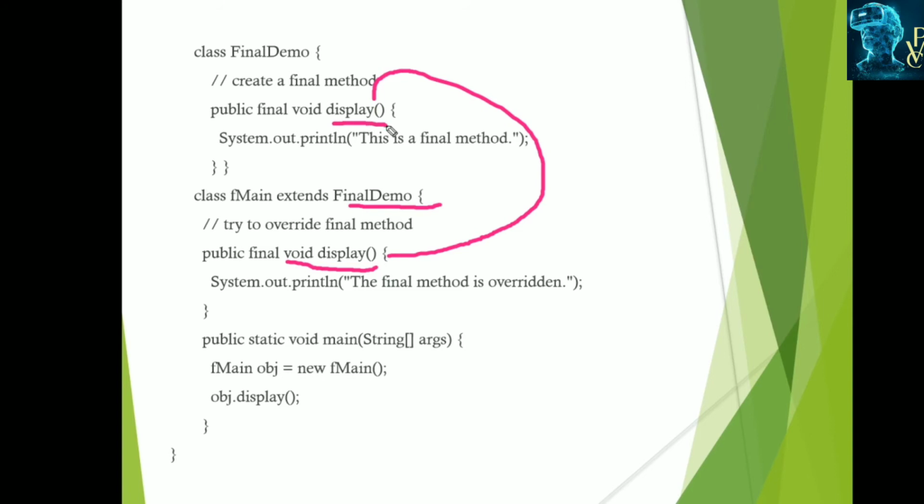So what is the meaning of that? We are trying to override, so it displays an error. This program also displays the compile time error, because you are trying to override the already defined method which is in the parent class.